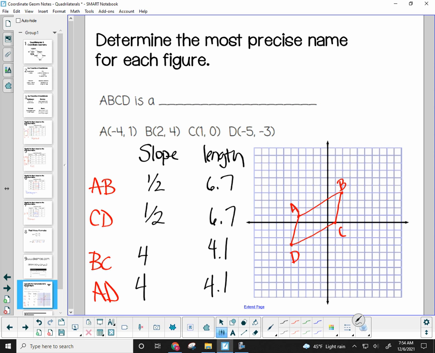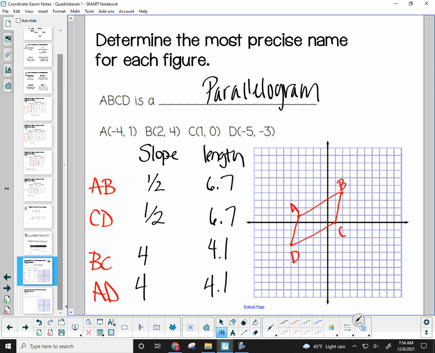So we confirmed it's a parallelogram, right? But because we don't have 4 congruent sides, we know it's not a rhombus or a square. We already know it's not a rectangle. So this is just a plain old parallelogram. Does that make sense? If you can build the table right, it's fast and easy. I don't feel like you have to think real hard.